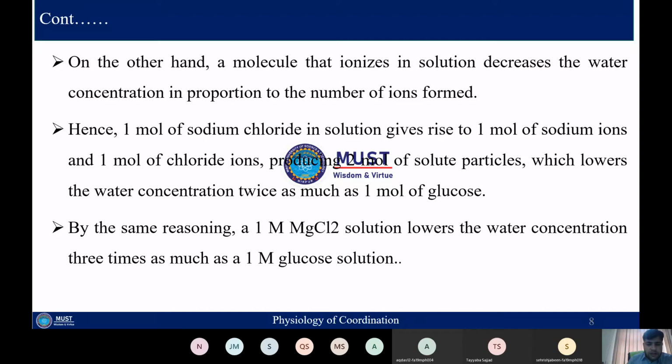Similarly, if we talk about some other polar molecule, for example, one molecule of the magnesium chloride, it will lower the water concentration by 3 times as much as one molecule of the glucose solution. For example, when the magnesium chloride is added into the water, it will dissociate into one magnesium ion and 2 chloride ions. So in a cumulative way, the 3 molecules of the solute will be added to the water solution. So this one molecule of the magnesium chloride will lower the water concentration 3 times as compared to the one molecule of the glucose solution.